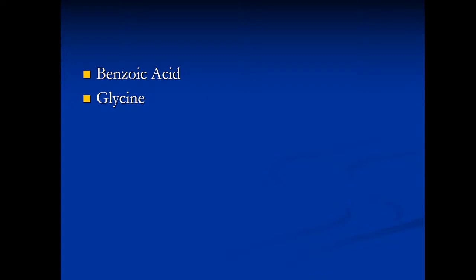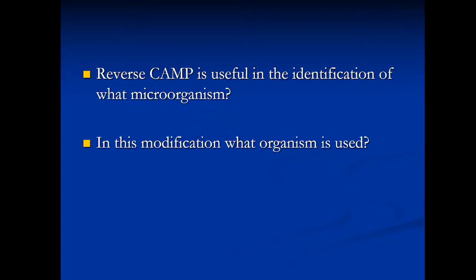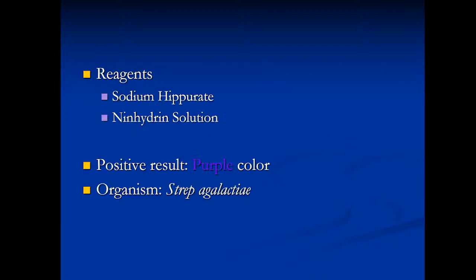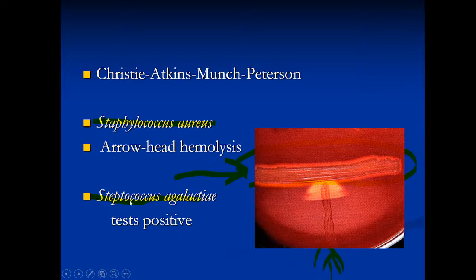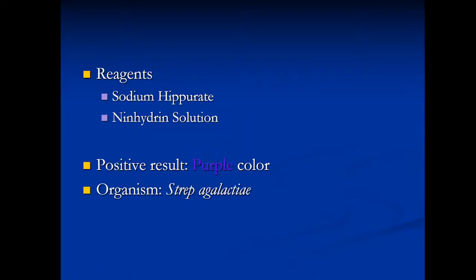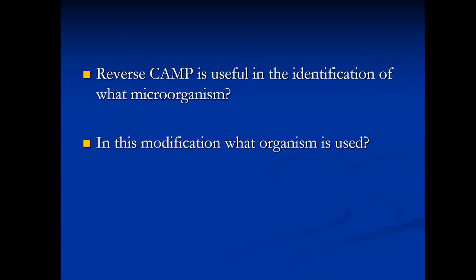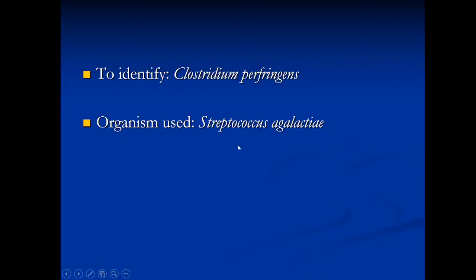And of course, lastly, I think one of the tests that we need to remember is reverse CAMP. So reverse CAMP is basically the opposite of this one. Okay? So in this case, sorry, let me remove this one. Omit Streptococcus agalactiae and remember Clostridium perfringens in this case. Okay, so we want to identify another organism, Clostridium perfringens, with reverse CAMP.